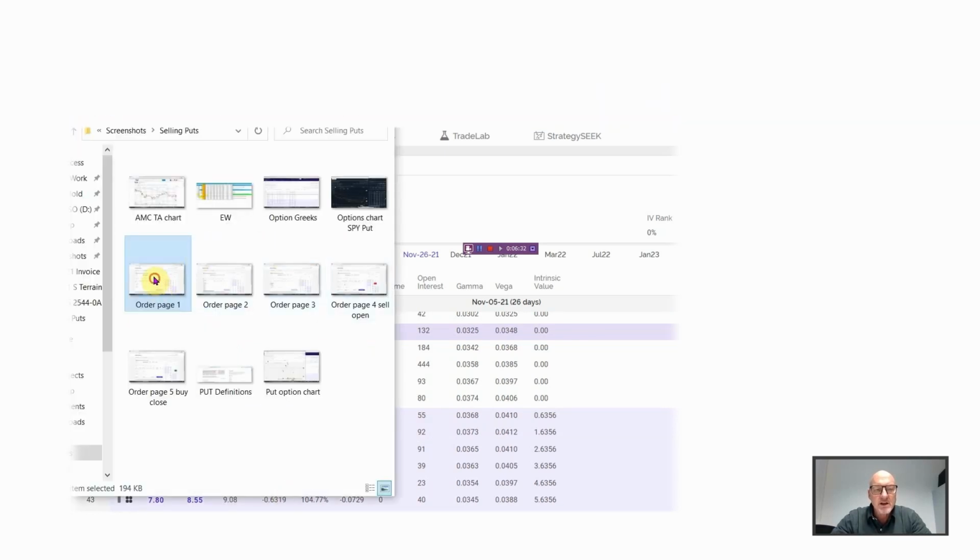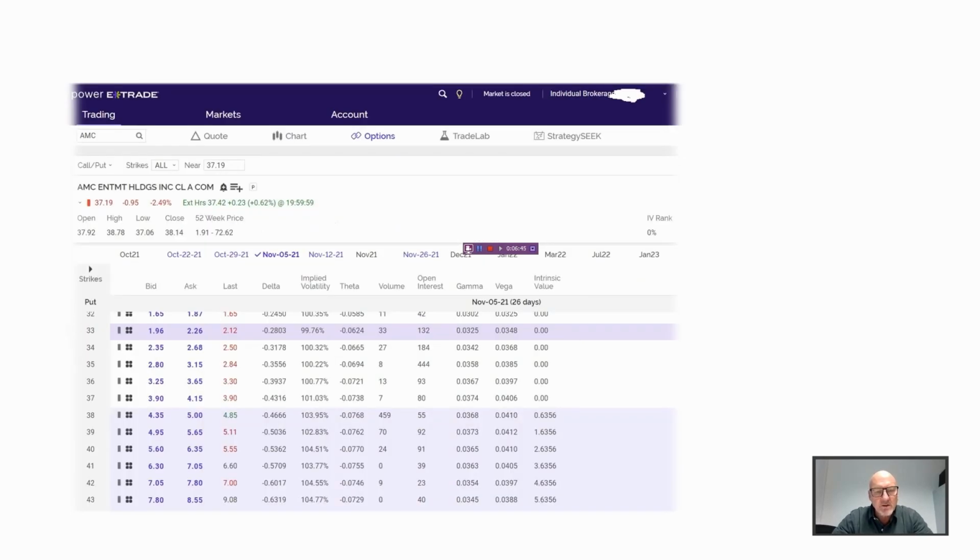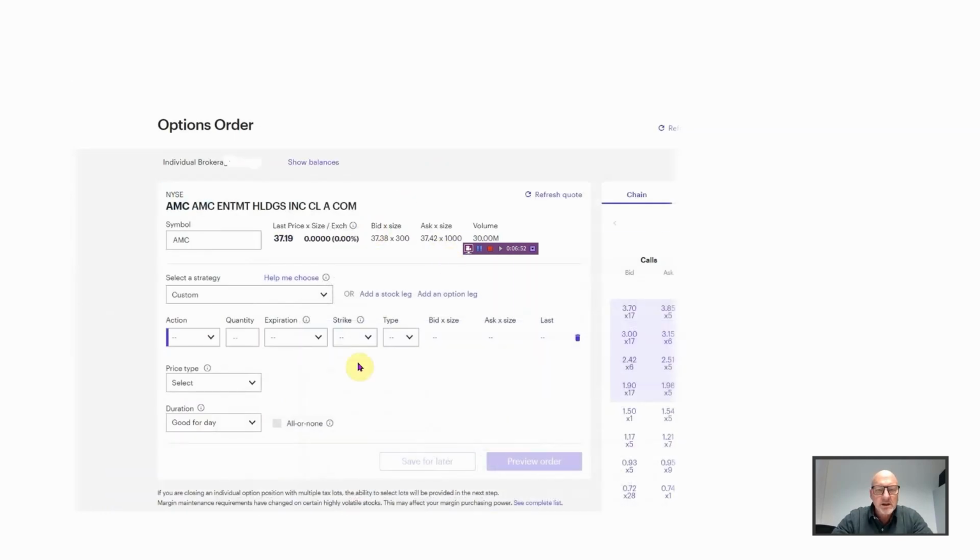So when you're selling an option, this is what the order entry system looks like on E-Trade, and you can do it also with this platform by clicking on the bid or the ask, but I don't do that, and not for the purpose of this video anyway. So here's where you are, and this is what the initial screen looks like. So you have a symbol of AMC, last price 37.19.